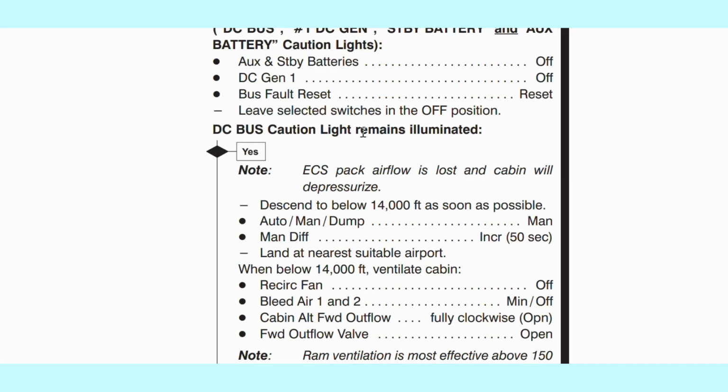If it's a yes, it tells you that, guys, let's go down. If you're high up there, let's descend, because the aircraft will pressurize. So no panic, you just have to descend the aircraft to below 14,000 feet. Okay, and you execute all these items. Okay, then it says here, land at the nearest suitable airport.